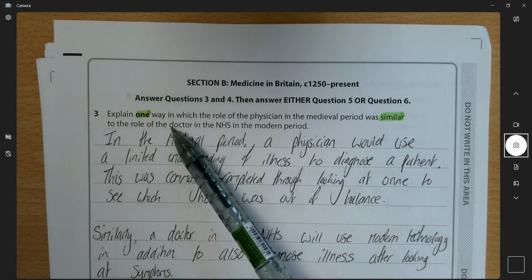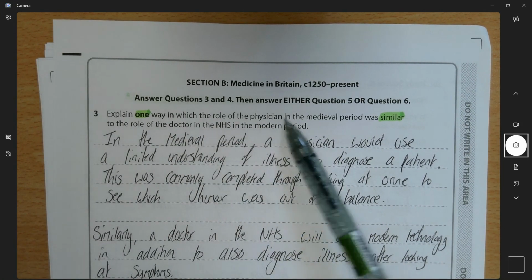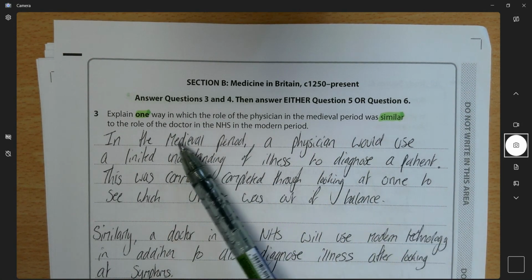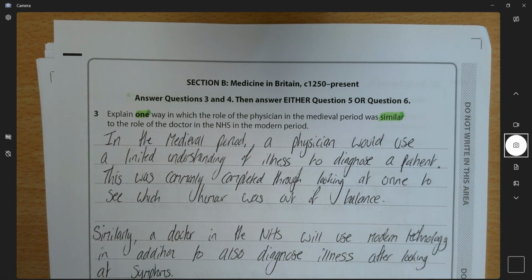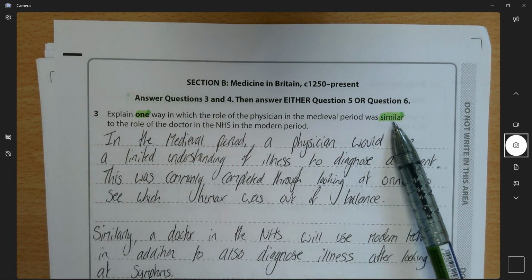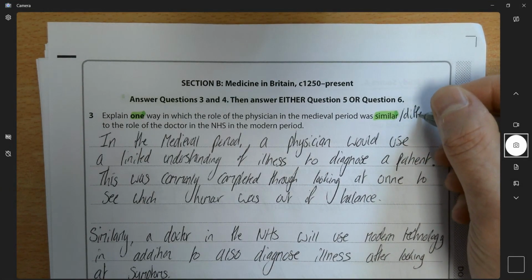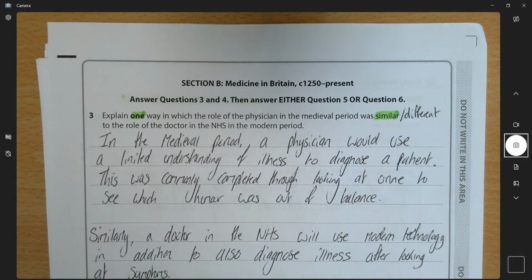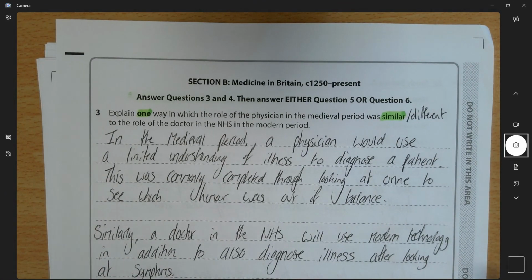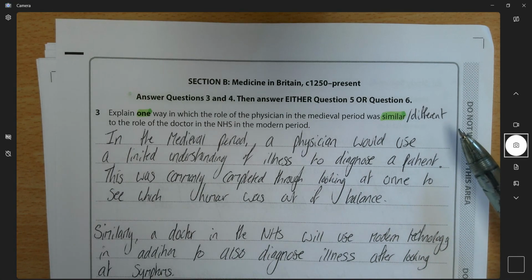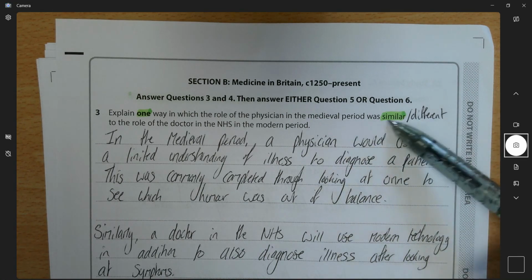So this question is: explain one way in which the role of the physician in the medieval period was similar to the role of the doctor in the NHS in the modern period. I've highlighted this word because sometimes this one will be different, and so that obviously impacts what we're looking at. So I just need you to read this one really, really closely. So the example here is the similarity.